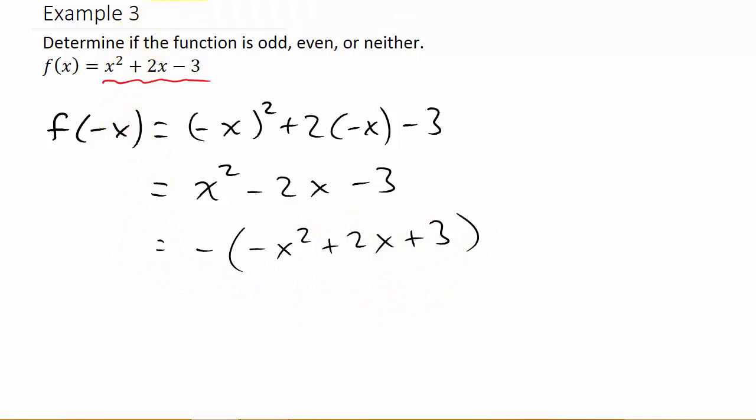If we look at our function again, that's not this function. So this did not equal f of x, and when we factored out a negative, I didn't get negative f of x, did I? So it's not odd either. So this one would be neither.